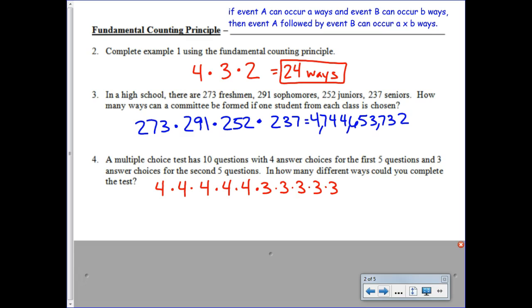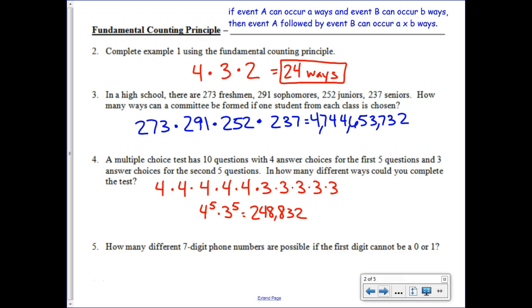If you want even a shorter way to write that, it would be 4 to the 5th, and then 3 to the 5th. It'll save you some time writing all of that out. So we could complete the test 248,832 different ways.